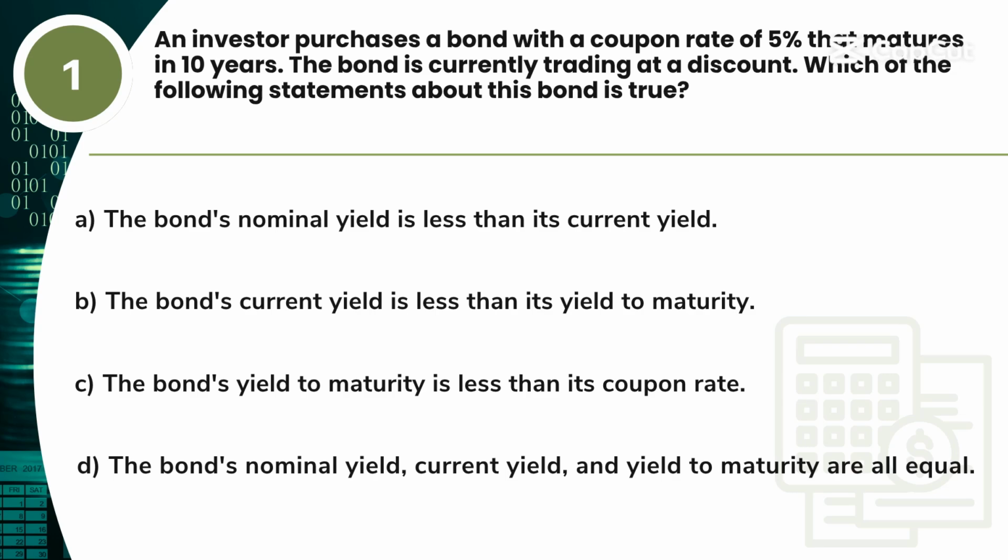Question 1. An investor purchases a bond with a coupon rate of 5% that matures in 10 years. The bond is currently trading at a discount. Which of the following statements about this bond is true?